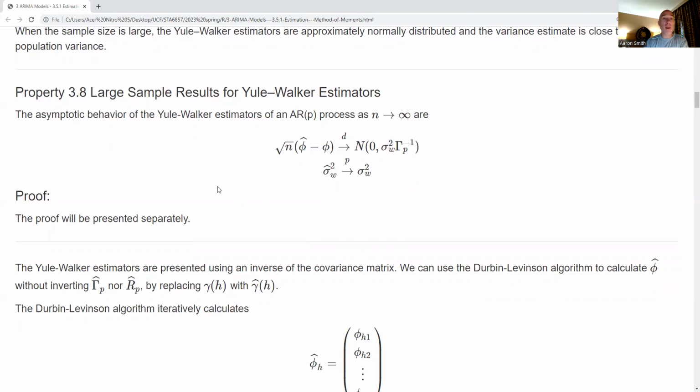All right, so the asymptotic behavior of a Yule Walker estimator, when we have a strictly autoregressive process, is that these coefficients, with the true value subtracted off and multiplied by the square root of n, converge in distribution to a normal distribution with this variance here. And our estimate of the white noise variance is going to converge in probability.